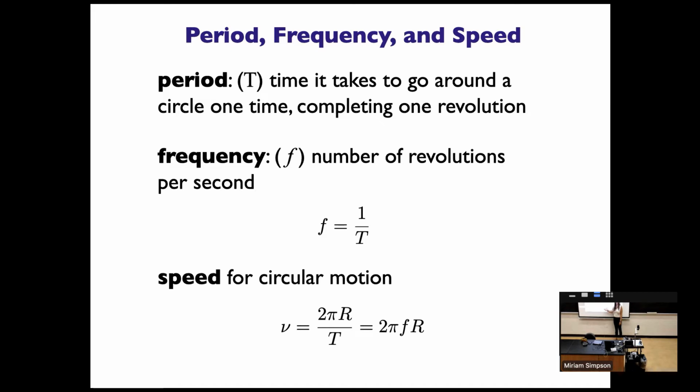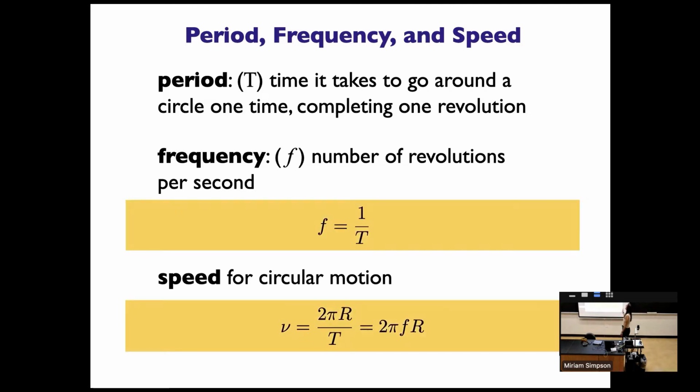So distance over time works. We don't have to use the derivative, because the derivative is the same as this ratio as long as it's constant. So it's 2 pi r over period. You can also write that as 2 pi r times frequency, because we know frequency is 1 over period and vice versa. So these are our definitions of the things we're going to need to get started.